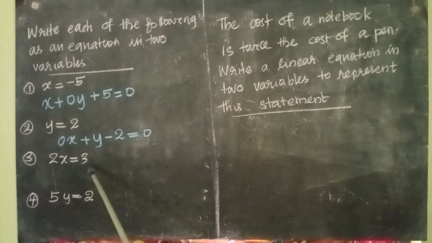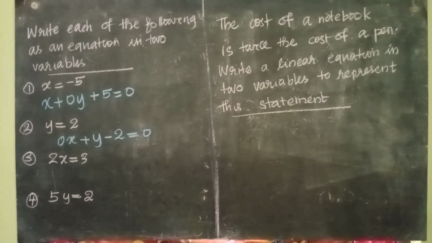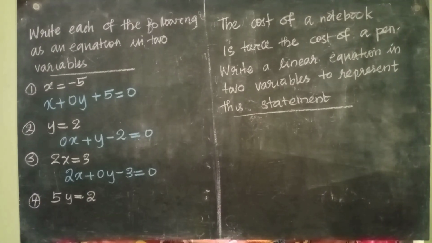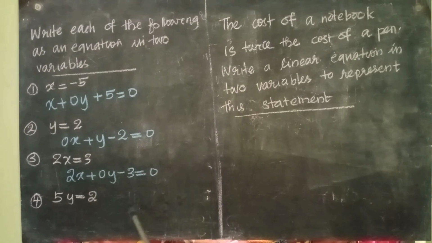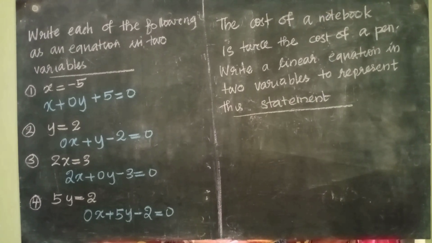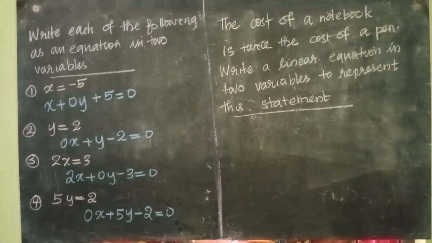Next, 2x equal to 3. Here the term with y is missing. Okay, we can write it. We can write it as 2x plus 0y minus 3 equal to 0. Next question, 5y equal to 2. Here the term with x is missing. So the answer is 0x plus 5y minus 2 equal to 0.